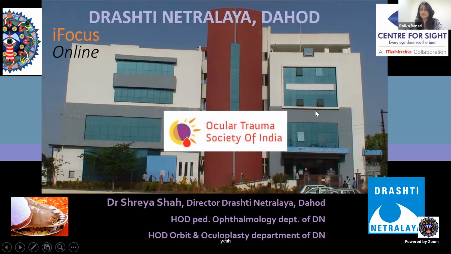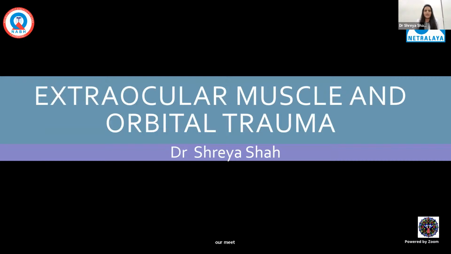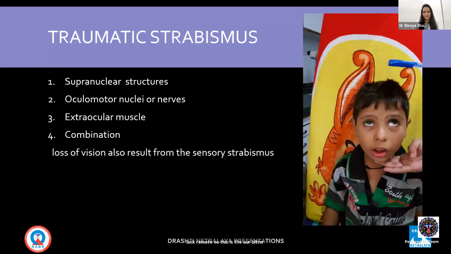So, the topic is quite big. Can you hear me? Yes, ma'am. The topic is quite big, so we'll just look into its three parts. Whenever there is trauma, we'll start with our orbit and muscular part, and then we'll go to lid and lacrimal. So this is the orbital trauma. I've already included everything in muscle trauma and orbital trauma.